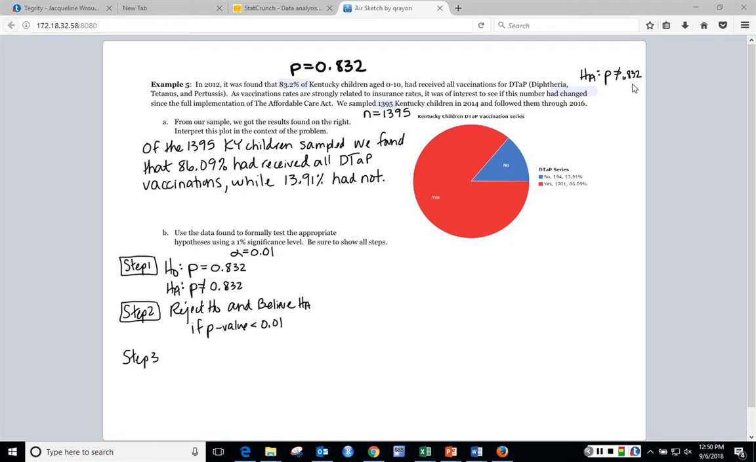Step 3, I am going to go ahead and do conditions here. So our conditions: we need a relatively random and unbiased sample. So we're looking at Kentucky children. We sampled Kentucky children. It doesn't really tell us exactly how we got these 1,395 children, but at least from what I know, I don't have any known bias here.